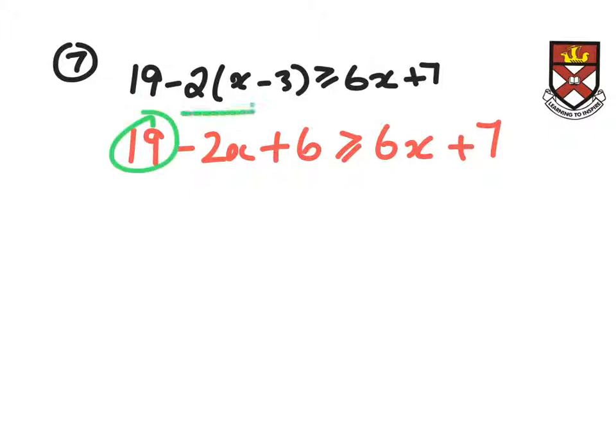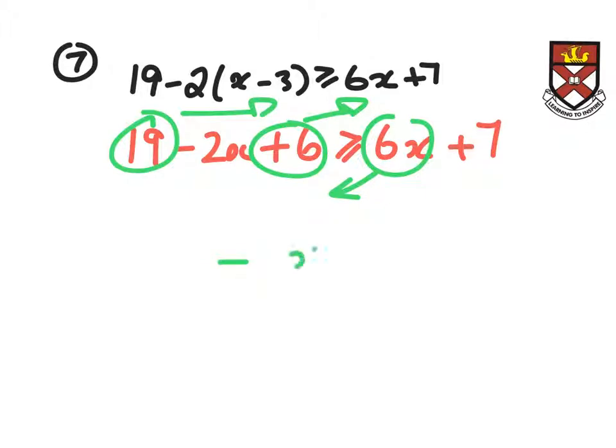So the 19 moves, the 6 moves, the 6x moves. Then you'll have so many negative x's is bigger than or equal to some number here. So if you want the answer for x, because you had a negative sign here, when you change that into positive x, then that means you change the direction of the inequality and get your final answer.